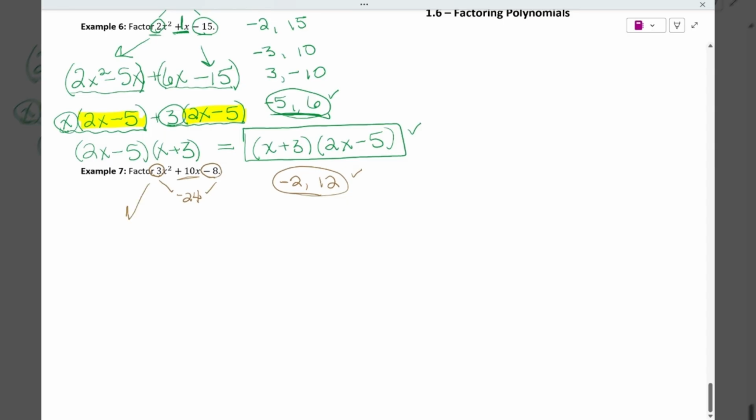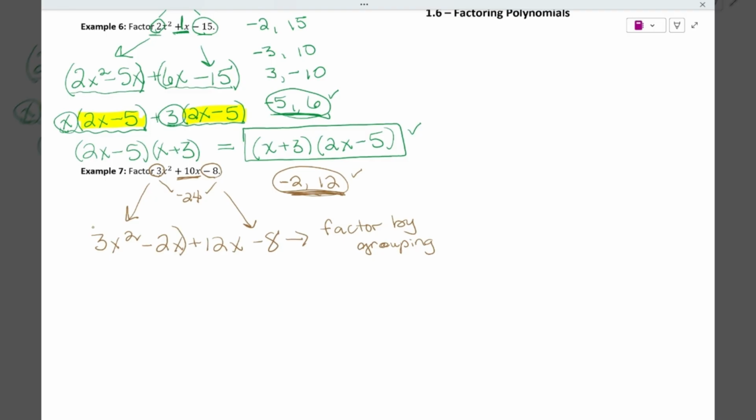So again, 3x squared stays, don't change the first term. Negative 8 stays, don't change the last term. These numbers, negative 2 and 12, are what replace that middle term. So negative 2x and 12x, because negative 2 and 12 add up to give me the 10. Okay, so I'm just rewriting that trinomial. So again, like I've mentioned, it's factor by grouping because I have 4 terms. Okay, so you're going to be really good at factoring by grouping with your 4 terms.